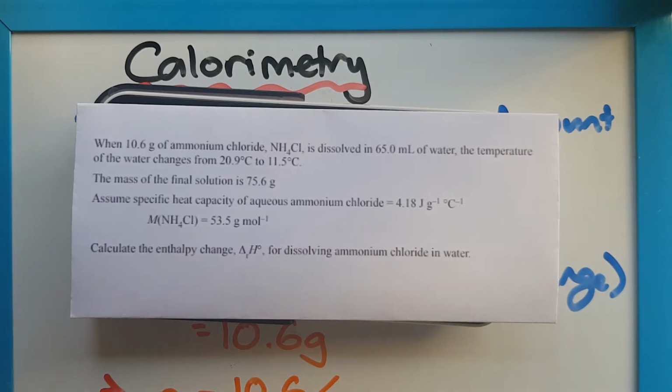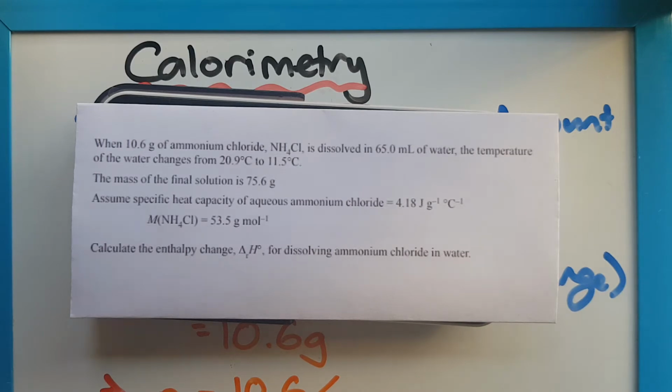We've got a specific heat capacity given to us, and we've got a molar mass given to us, and we're asked to find the enthalpy change of this reaction. Now, we see from it having a decrease in temperature that we know our final answer is going to be a positive number because it's endothermic.